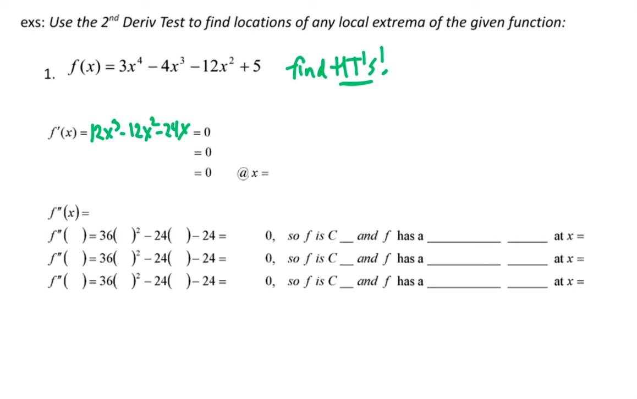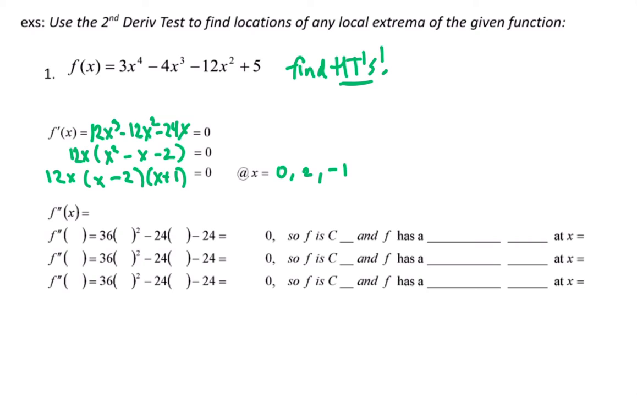Okay, so I'm going to factor a 12x out of this. And I'll have 12x times x squared minus x minus 2. And then I could factor that more to be 12x times x minus 2 times x plus 1. And this is going to equal 0 at x equals 0, x equals 2, and x equals negative 1.